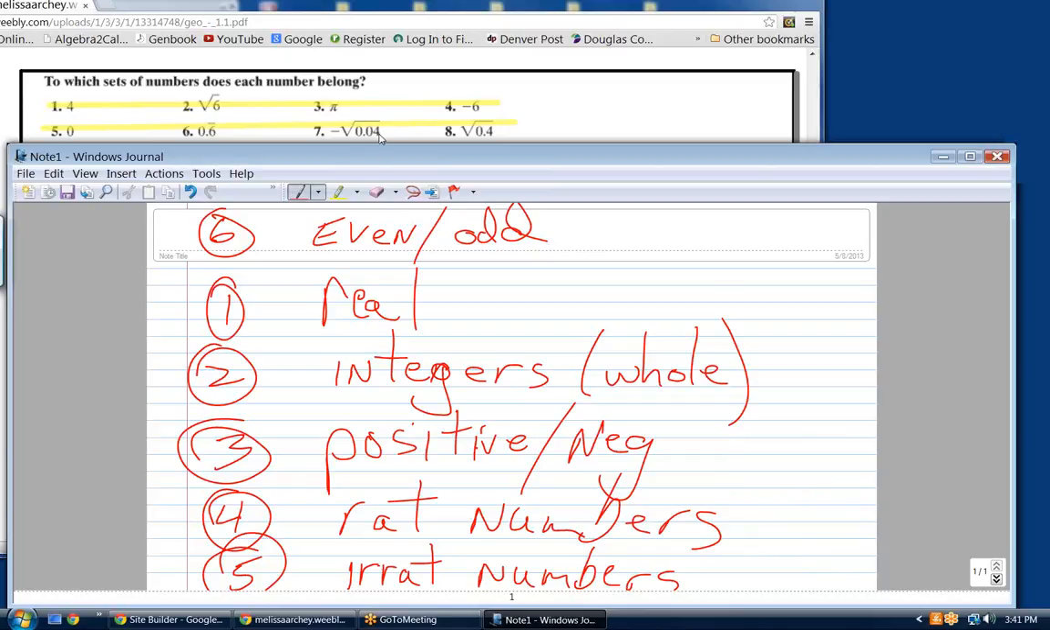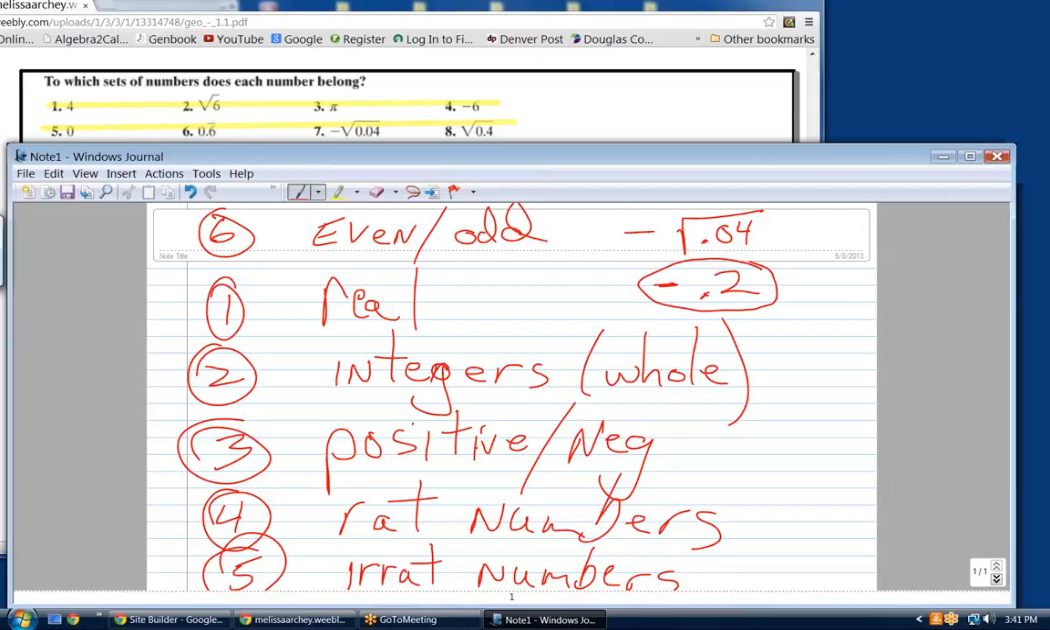How about this? What is negative square root of 0.04? Let's simplify that first of all. What's the square root of 0.04? Oh, let me do that real quick. 0.2. Okay. Maintains its negative sign. So that's really what we're looking at.